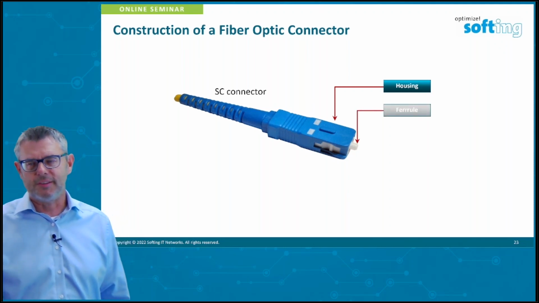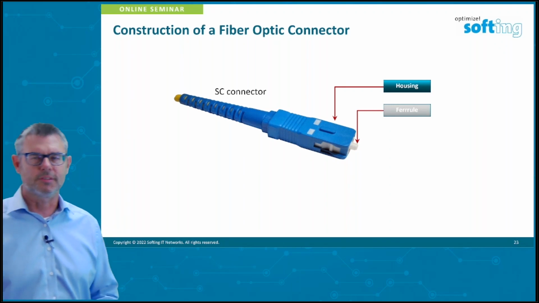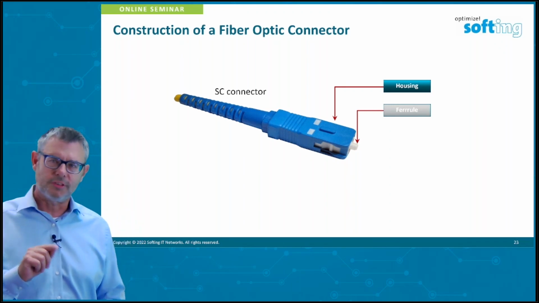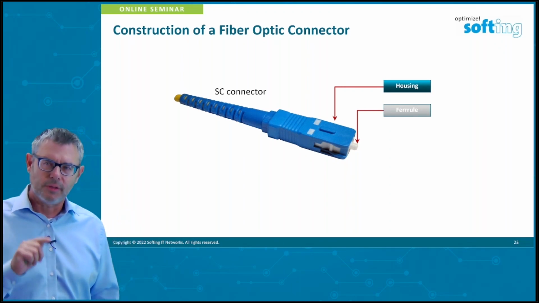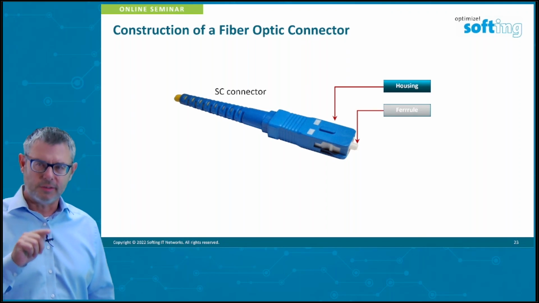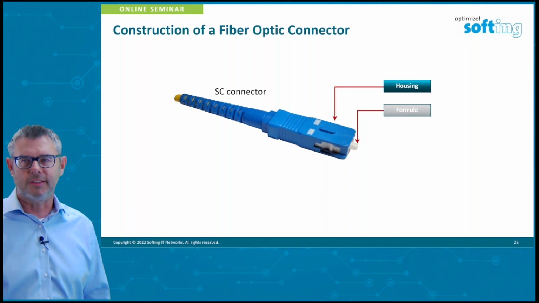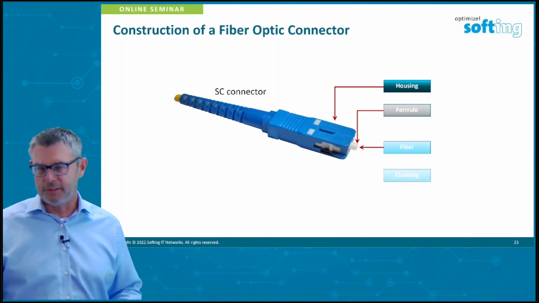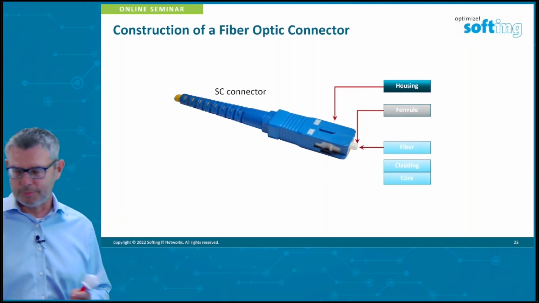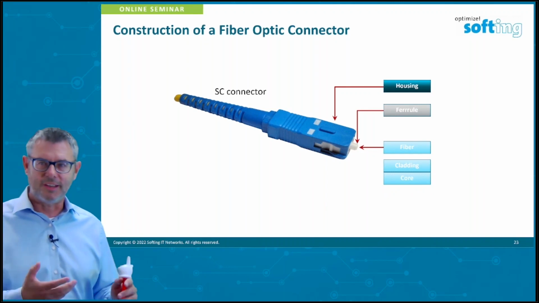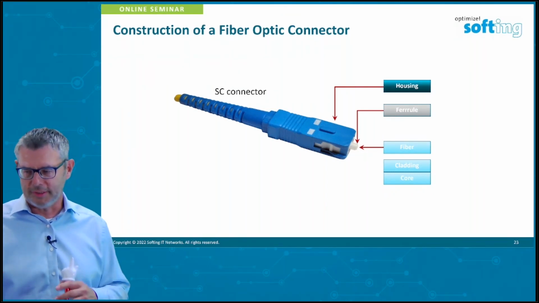And then on the inside, we have the ferrule. The ferrule is the part which is guiding the fiber optic cable, the glass, through the connector. In the center of this ferrule sits the fiber, which is actually doing the data transportation. The fiber consists of the cladding and the core, as we saw earlier.